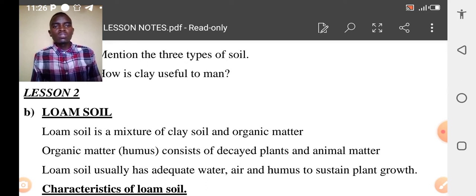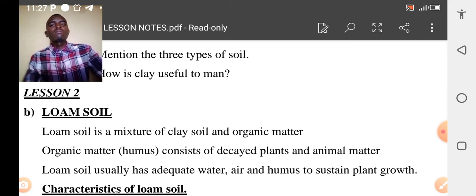As we see here in lesson 2, we finished describing clay soil. The second one is loam soil. Loam soil is a mixture of clay soil and organic materials. When clay soil is mixed with organic materials, with materials that are dead or rotted, that forms loam soil.